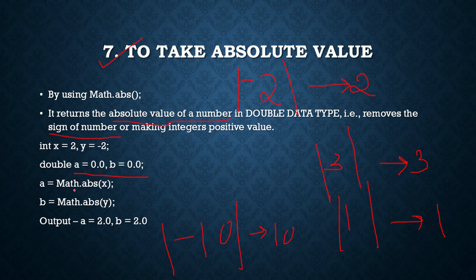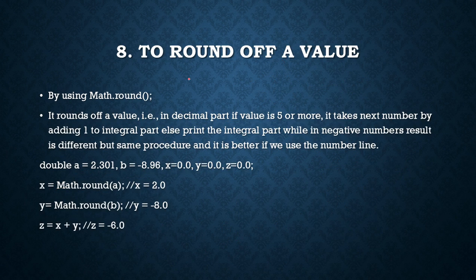a is equal to Math.abs of x. That is, what is the absolute value of 2? 2 itself, 2.0. And what is the absolute value of y? -2. 2 itself, 2.0. That is to remove its sign. Got it?